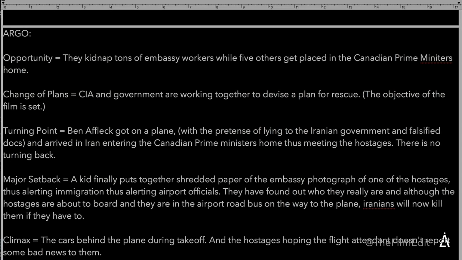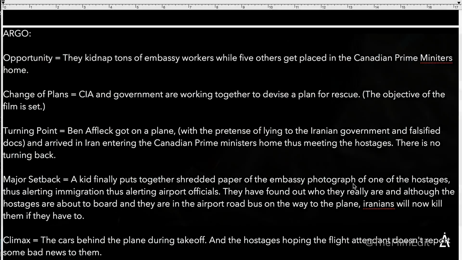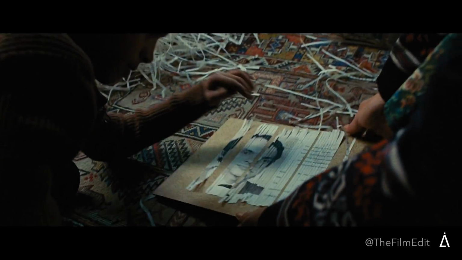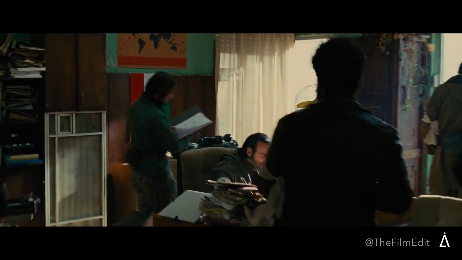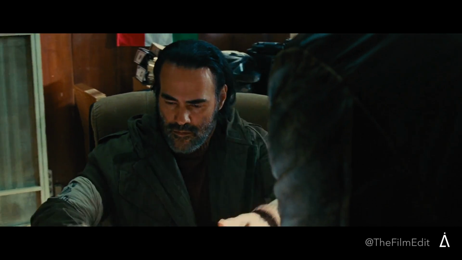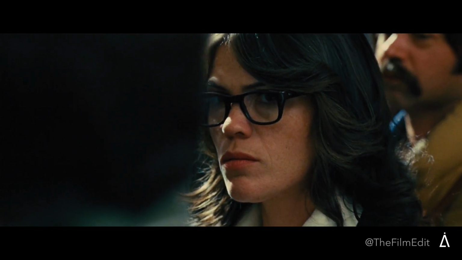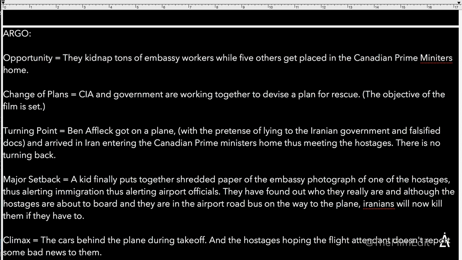Major setback, turning point number 4. A kid finally puts together shredded paper of the embassy photograph of one of the hostages, thus alerting immigration, thus alerting airport officials. They have found out who they really are, and although the hostages are about to board and they're at the airport on the road bus on the way to the plane, Iranians will now kill them if they have to. So it's a whole scene where, you know, everything is lost.